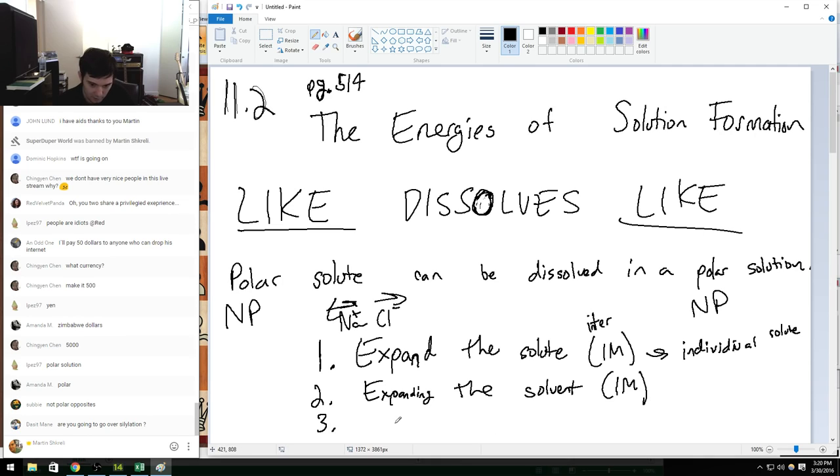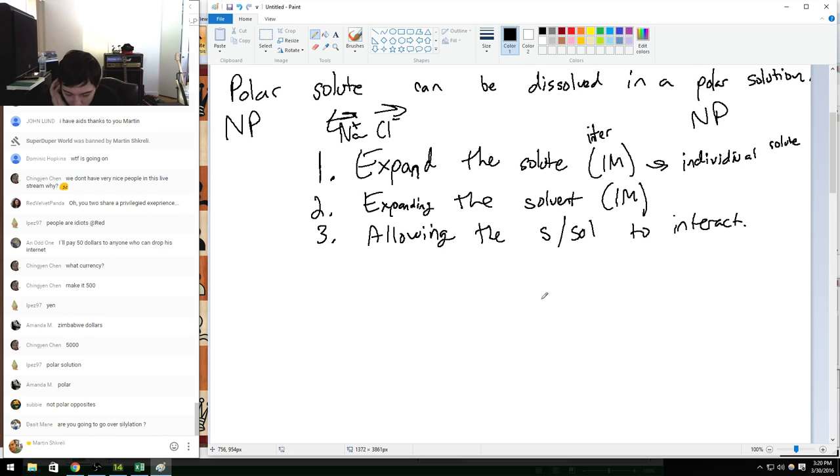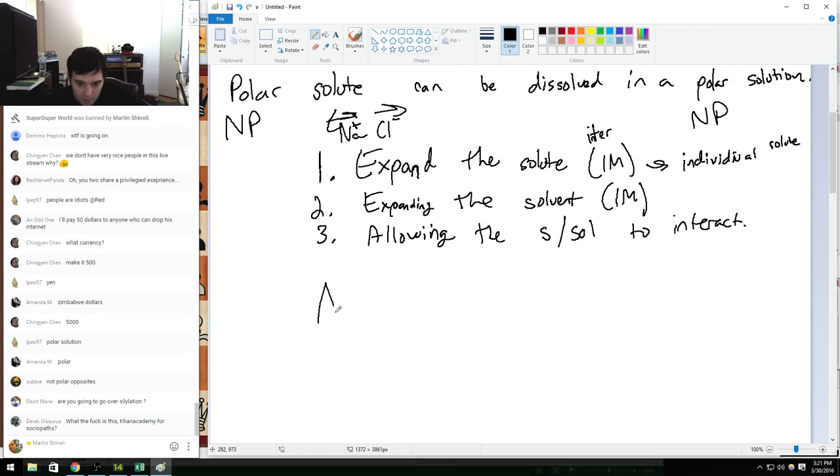And then finally, allowing the two to react. And this sort of makes intuitive sense. Allowing the solution and the solvent to interact. That makes a lot of sense. And all three have some kind of energy requirement, whether it's giving or taking. So the delta H, or the enthalpy heat of the solution, is equal to each of the three steps. And we'll talk about these three steps in some detail.